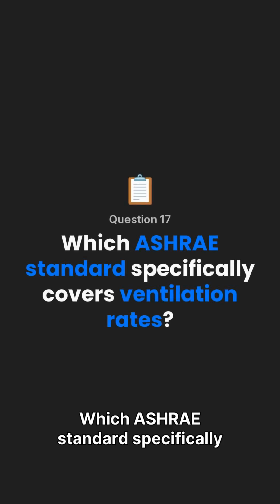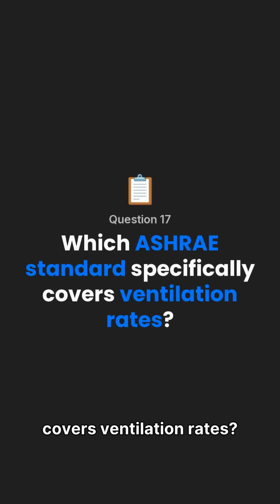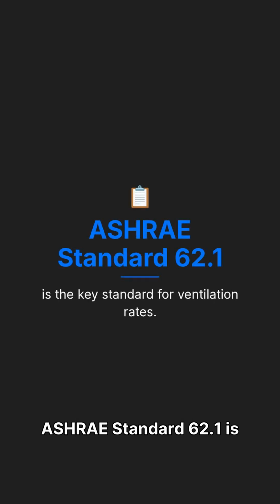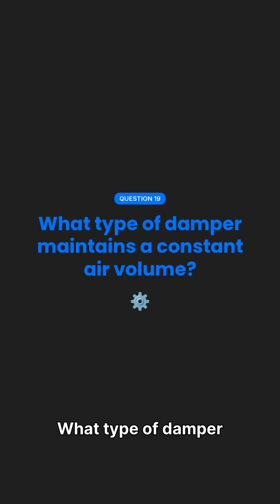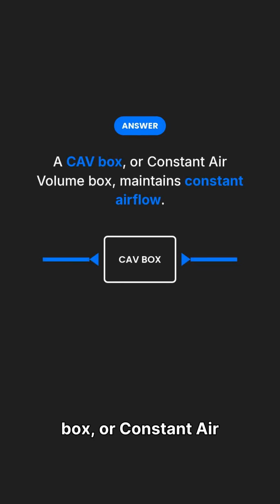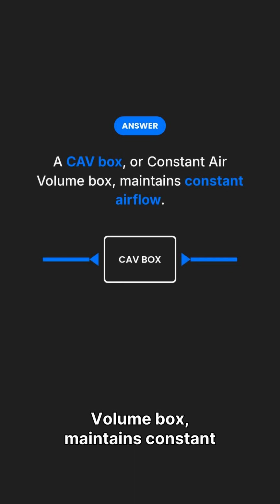Which ASHRAE standard specifically covers ventilation rates? ASHRAE Standard 62.1 is the key standard for ventilation rates. What type of damper maintains a constant air volume? A CAV box, or constant air volume box, maintains constant airflow.